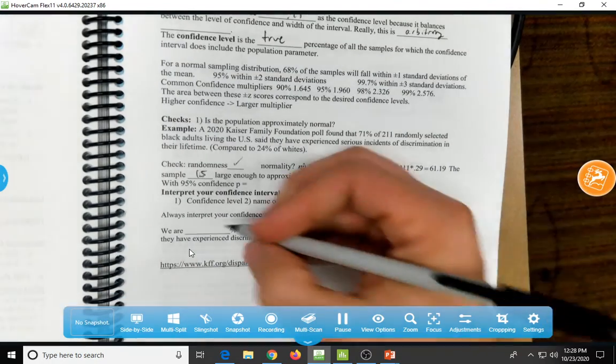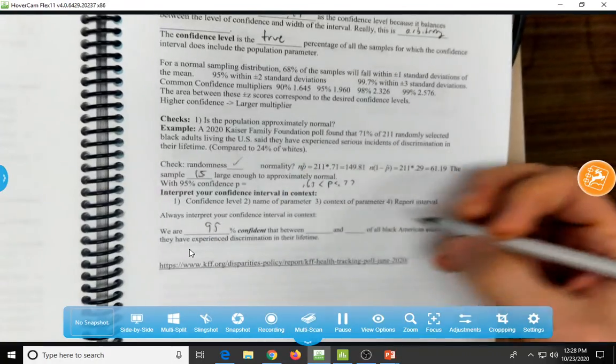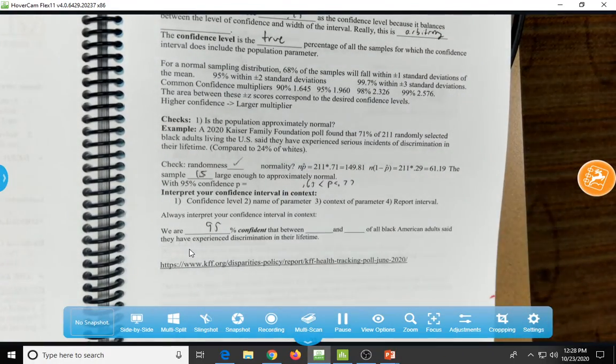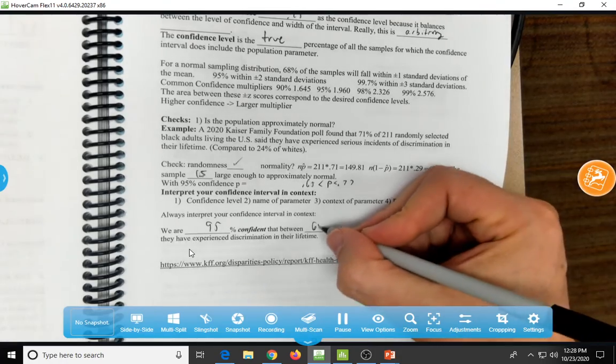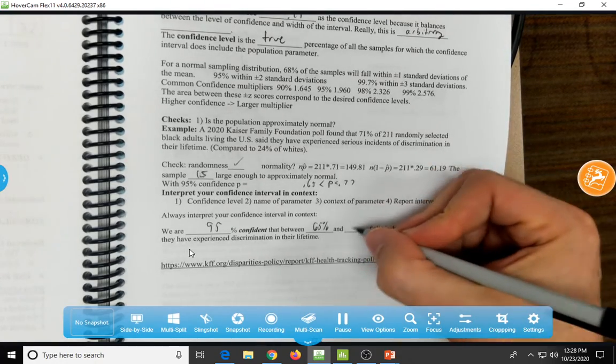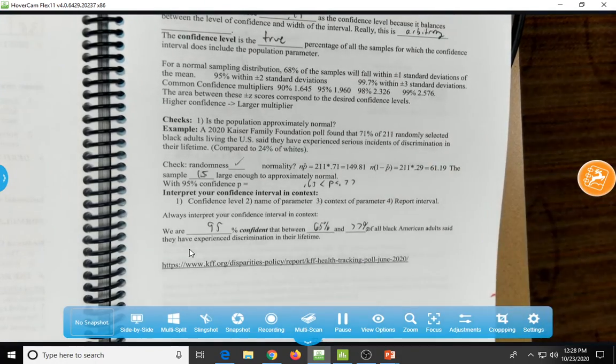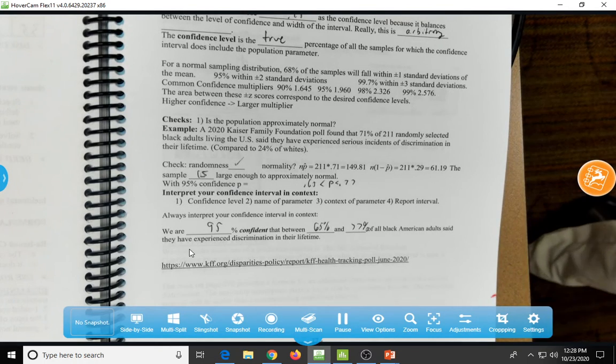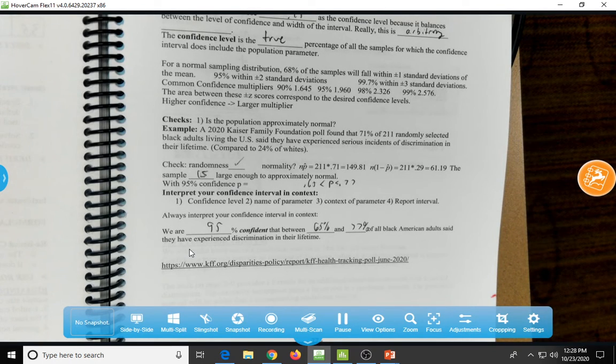So we are 95% confident that between 65% and 77% of all black American adults have said they've experienced some sort of racial discrimination, although I guess I didn't have the right context, because that 71% was a different guy, so you didn't probably pick the right ones. So anyway, I have the confidence level, I have the interval, I have the parameter as the proportion, and I also have the context.